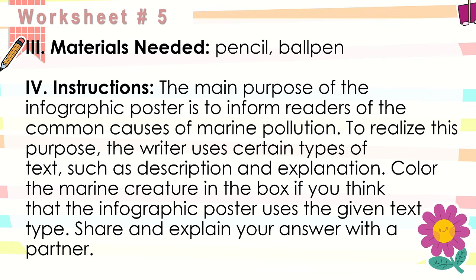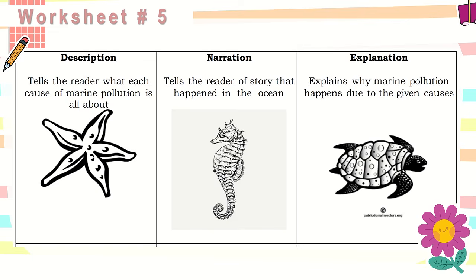Color the marine creature in the box if you think that the infographic poster uses the given text type. Share and explain your answer with a partner. First is description. It tells the reader what each cause of marine pollution is all about. Next, narration. It tells the reader of a story that happened in the ocean. Next is explanation. It explains why marine pollution happens due to the given causes.